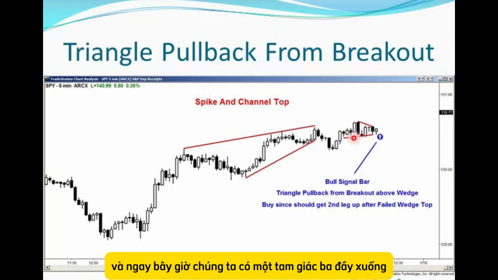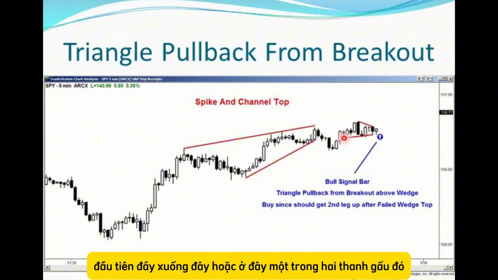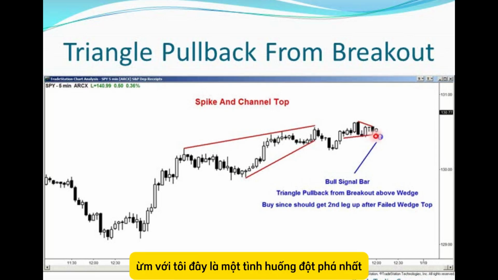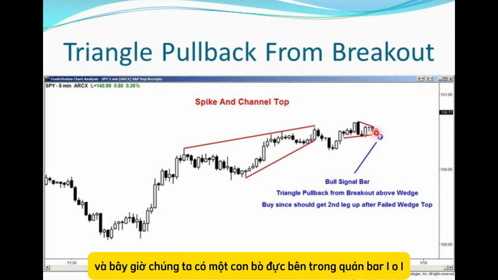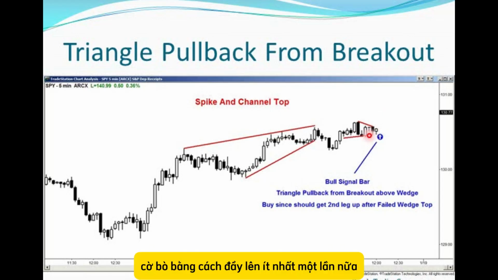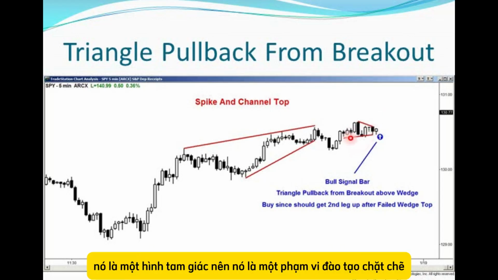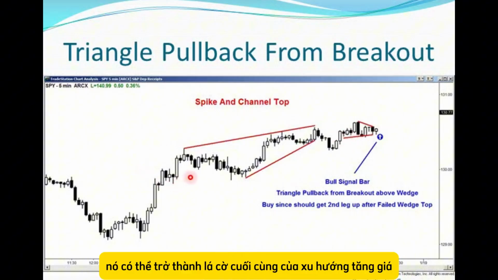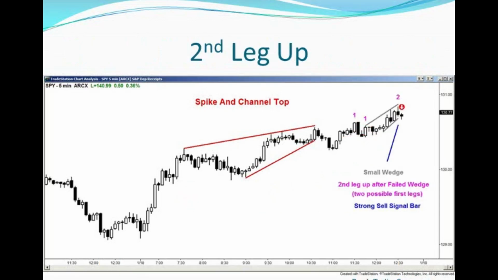And right now we have a triangle, 3 pushes down. First push down here or here, either of those bear bars. Second push, third push. To me, this is a breakout mode situation. And now we have a bull inside bar, IOI. To me, that's a reasonable bull flag buy for at least 1 more push up. It's a triangle, so it's a tight trading range, and it's occurring late in a bull trend. So it may end up being the final flag of the bull trend. And we traded up.